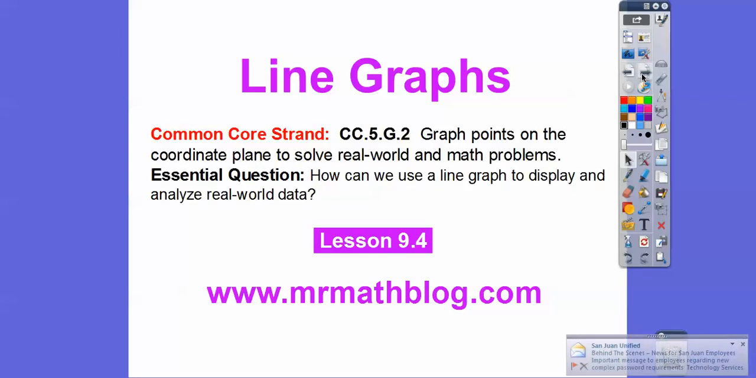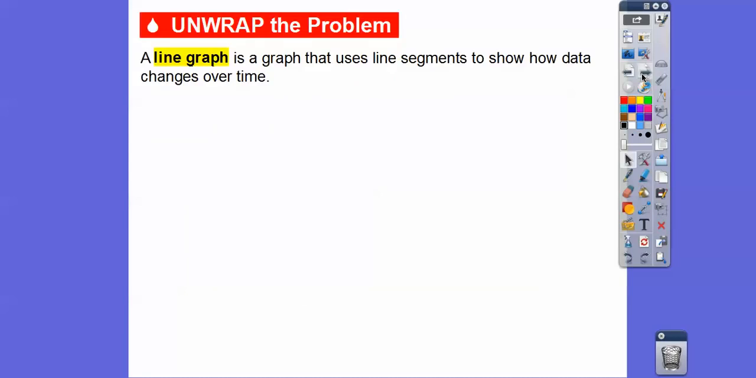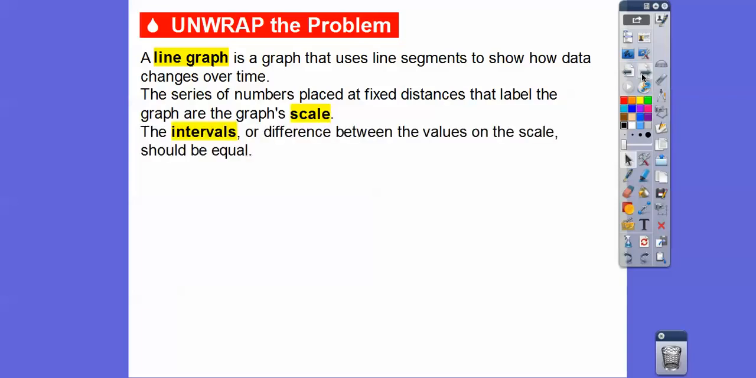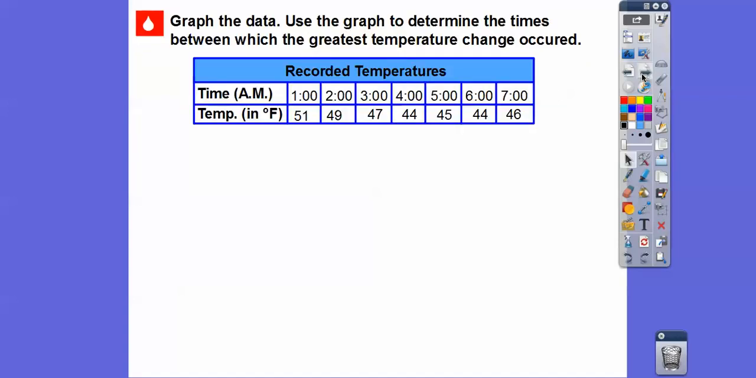Here's our common core strand for our teachers, and our question is, how can we use a line graph to display and analyze real world problems? We'll do a couple of them here. A line graph is a graph that uses line segments to show how data changes over time. The series of numbers placed at fixed distances that label the graph are the graph's scale. And the intervals, or the difference between the values on the scale, should be equal. So here's an example right here, and we'll talk about all of those definitions.